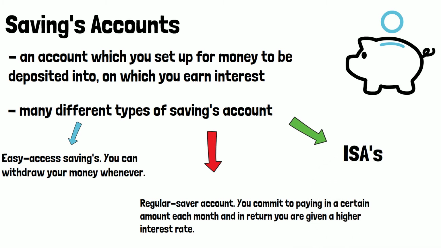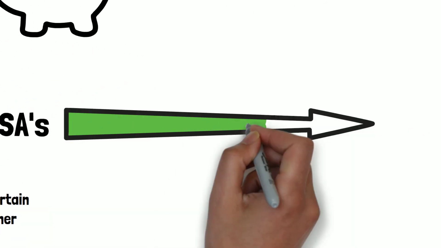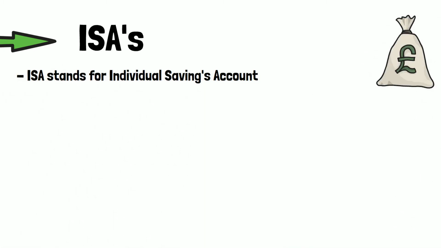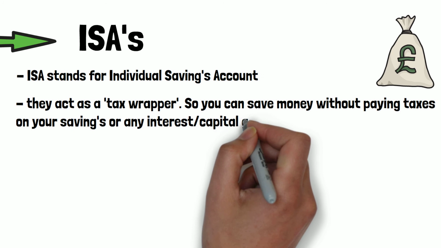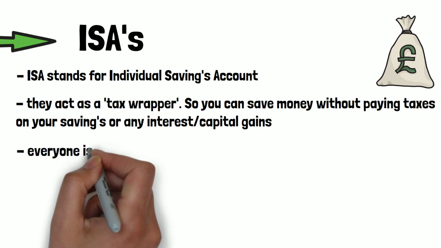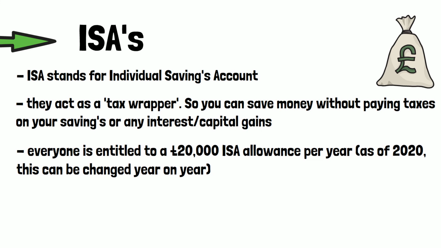And ISAs. ISA stands for Individual Savings Account. They act as a tax wrapper so that you can save your money without paying taxes on your savings or any interest or capital gains you make. Everyone is entitled to a £20,000 ISA allowance per year. This is as of 2020, though this can be changed year on year.